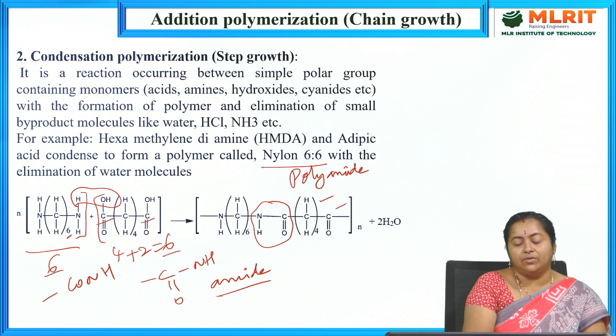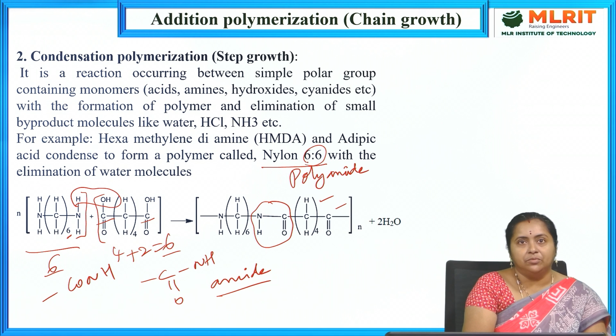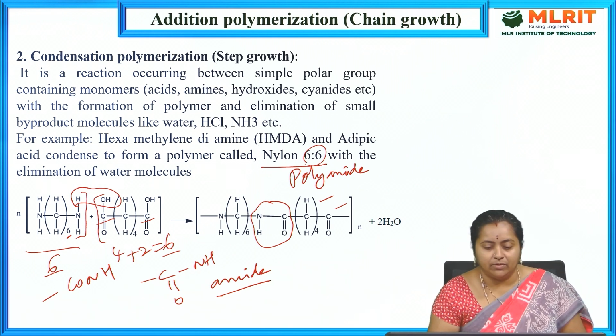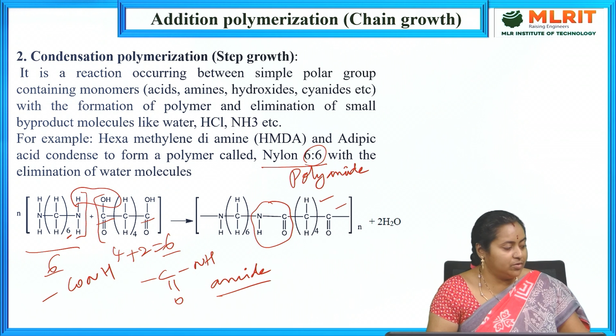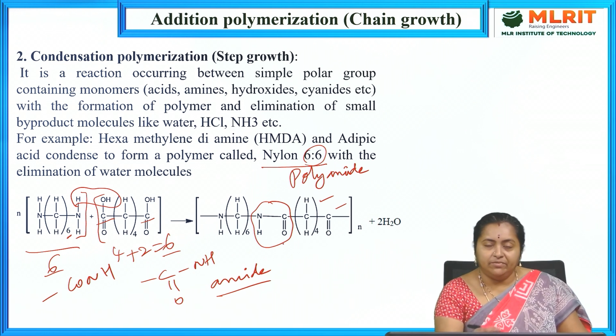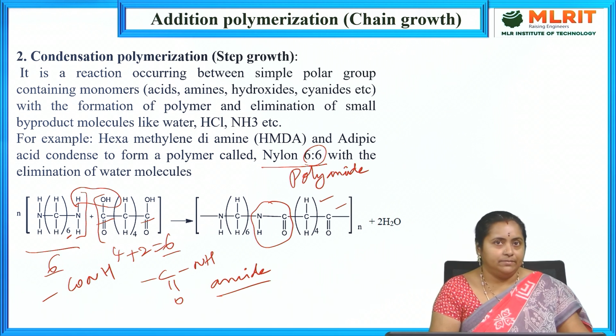Nylon 66, what does it reveal? The nylon compound is obtained from 6 and 6 carbon atoms from each monomer. Sometimes we can notice nylon 610, nylon 611 like that. So it reveals the composition of carbon atoms present in the monomer molecules. That's why the name of the compound is given so. This is the amide functional group, and that's why it is also an example of a polyamide.